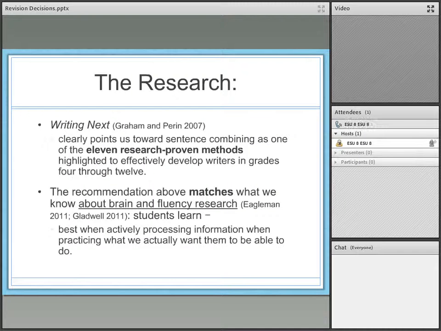Now, the recommendations above match what we know about brain and fluency research about how students learn. And that is very simply, we know that when they become engaged in the information and the processes that they're using, and when we practice with them what we actually want them to be able to do.